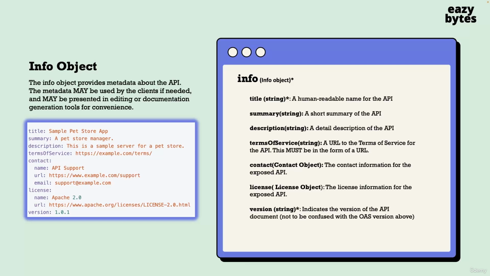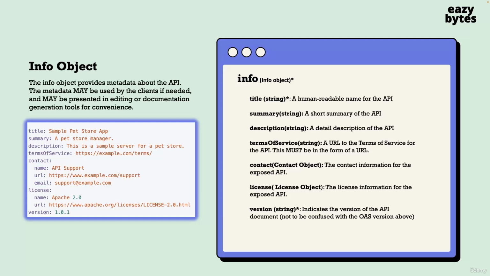And after terms of service, we can write the contact object. The reason why I'm calling contact an object is that under contact, we can define multiple other pieces of information as well. I'll be explaining in a few seconds what we can write under the contact object. And after the contact object, we can define the license object also. Again, license also is an object because under the license object, we can define multiple details related to license information.